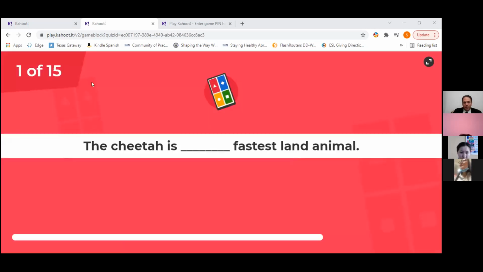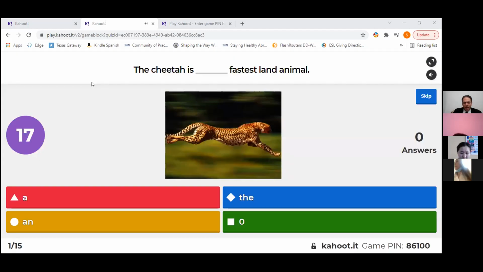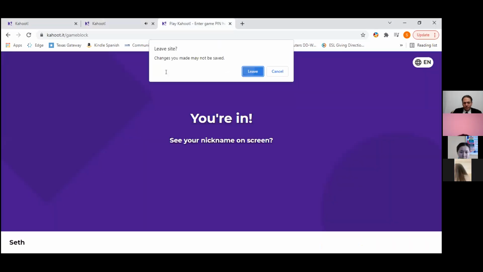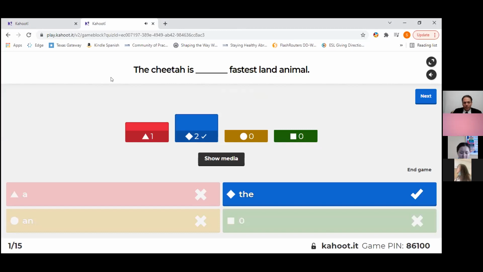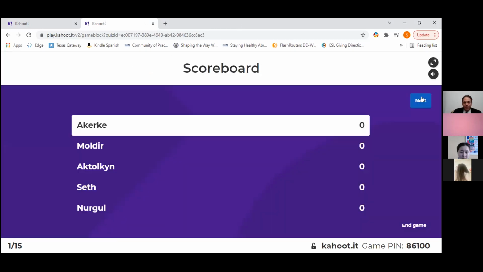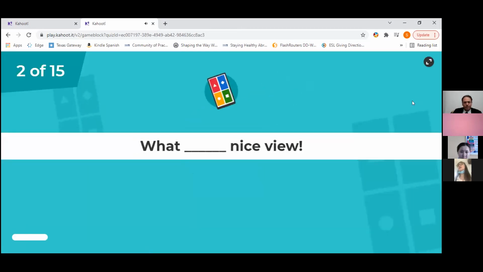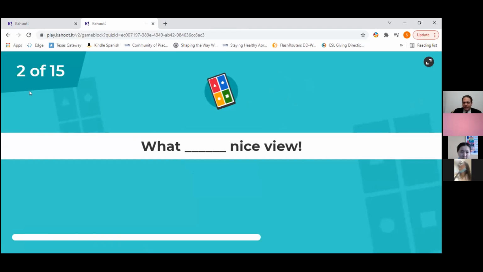The cheetah is blank fastest land animal. A fastest, the fastest, and fastest, or nothing. Okay, the fastest. The fastest because whenever you have a superlative like est, you have the, because there's only one of them that can be the best or the most of something. And you can have those discussions with your students. It's nice for them to get the instant feedback.